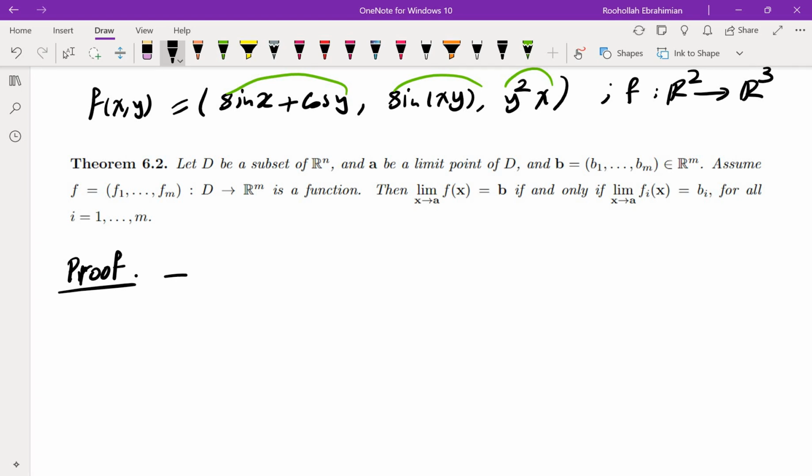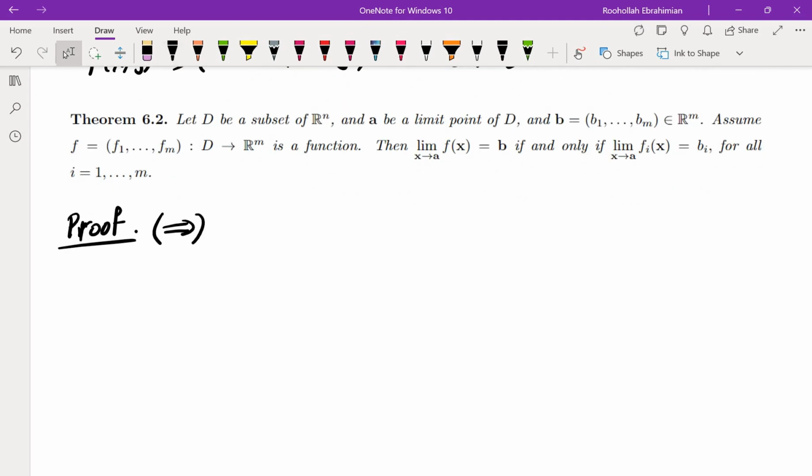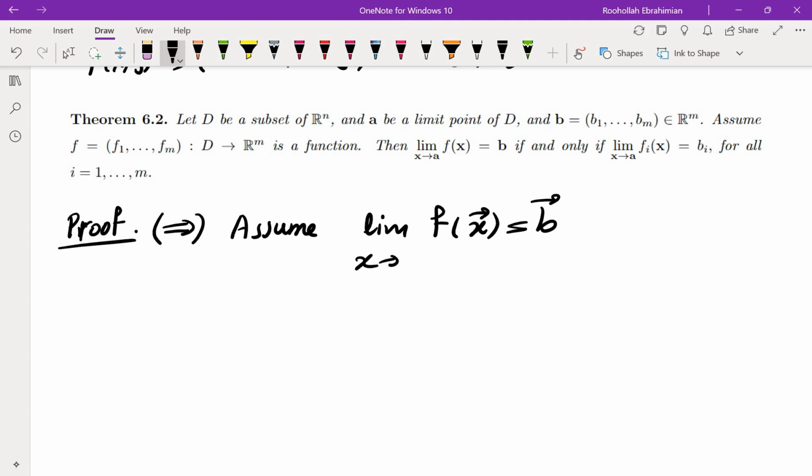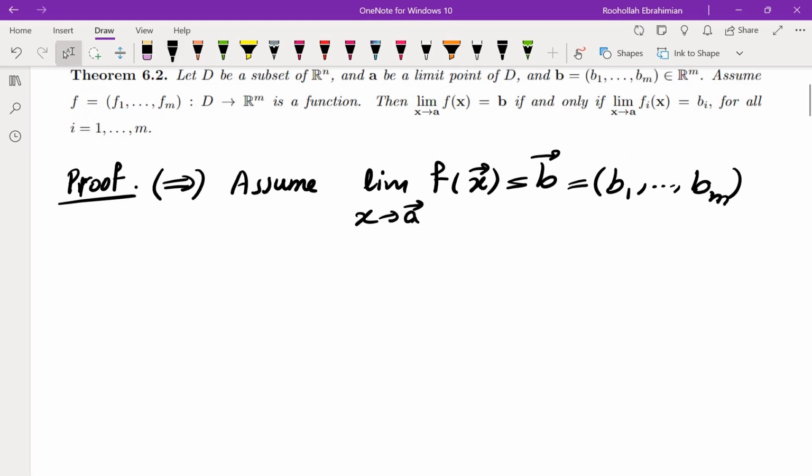Okay, so let's prove this one. This is a biconditional, so we'll have to do two things. Assume that f(x) approaches b, then we will have to prove that fi(x) also approaches bi. So assume the limit of f(x) equals b as x approaches a. And by definition, this is (b1, all the way to bm). Okay, so let's write down what this means.